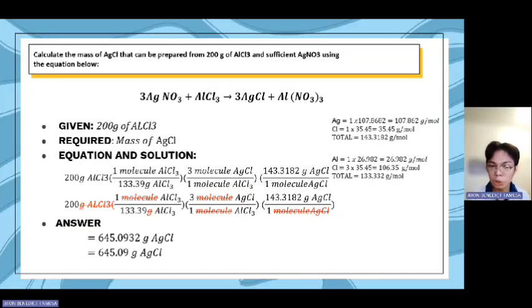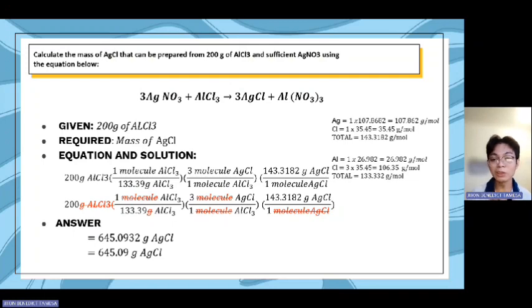For the equation and solution, first, let's multiply the 200 grams of aluminum chloride to 1 mole over 133.39 grams of aluminum chloride, which is the molecular mass po, to cancel the grams unit. Then next, multiply to 3 moles of silver chloride, then over 1 mole of aluminum chloride.